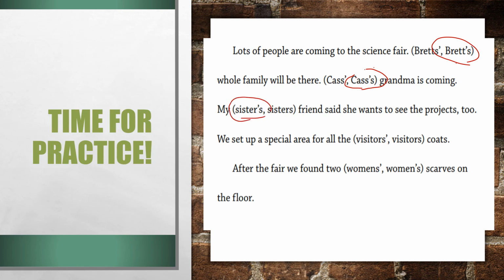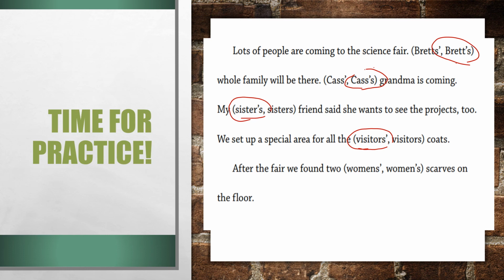If it was just plain sisters without that, that means there is more than one sister. Okay? When we want to show ownership or saying something belongs to. Right. The next it says, we set up a special area for all the visitors' coats. Well, who do the coats belong to? One or all of the visitors there, so it's going to be S apostrophe. We do not put another S at the end, but we do put an apostrophe to show ownership or possession.